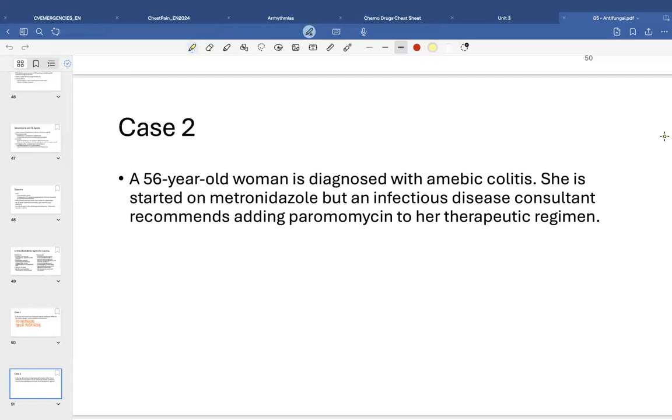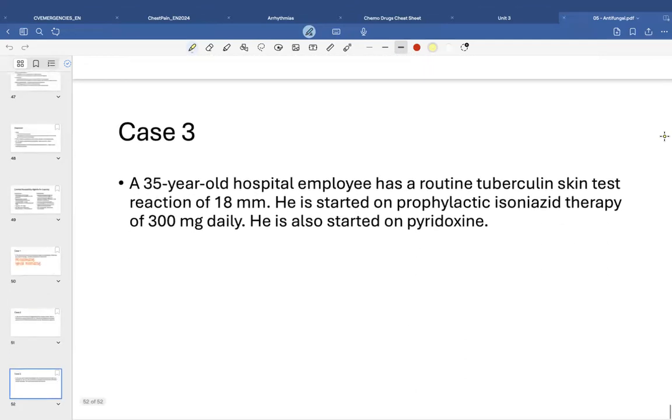Right? And then our third case, we have a 35-year-old hospital employee who gets a routine tuberculin skin test reaction. You guys know how this works, right? You get an antigen that's administered intradermally, right in the skin, and then within, say, 72 hours or so, you have someone read it. If there is a measurable wheal-type reaction, it will be a positive test. In this case, 18 millimeters. That's a significant reaction. And the employee was started on prophylactic INH, 300 milligrams a day for 4 months.